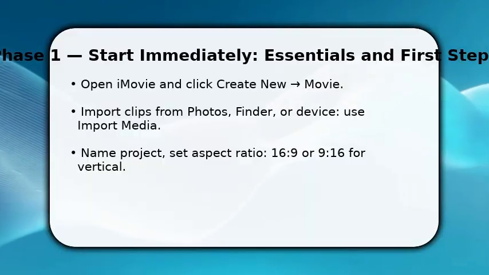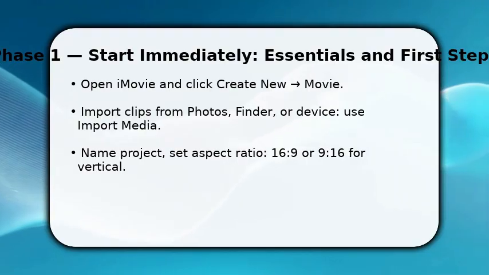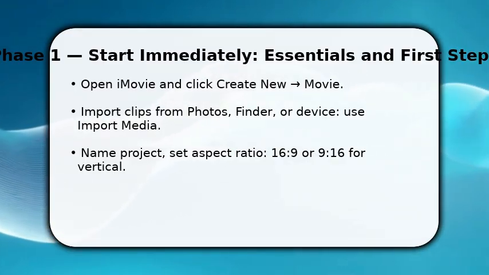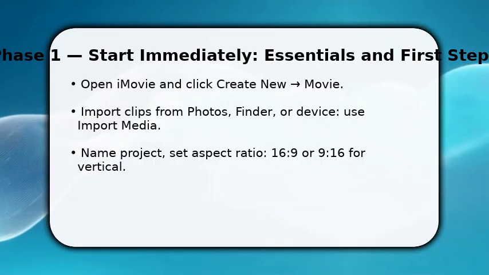You start by launching iMovie and creating a new movie project. This is where your edits live. Import footage immediately: drag from Finder, use import media, or choose clips from photos. Name the project so you can find it later. Set the aspect ratio to 16:9 for standard video or 9:16 for mobile.